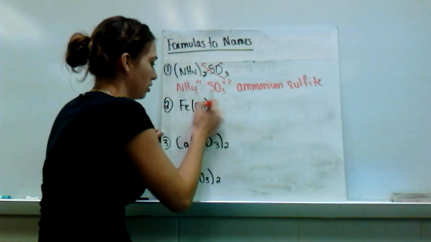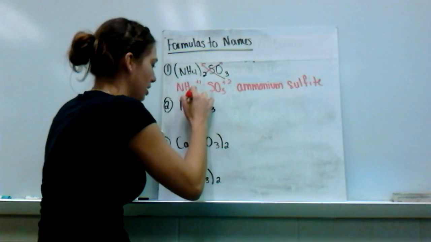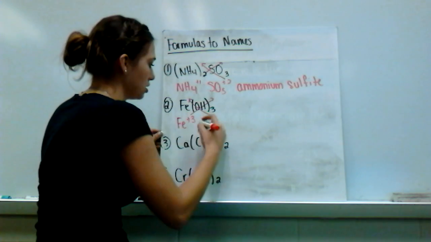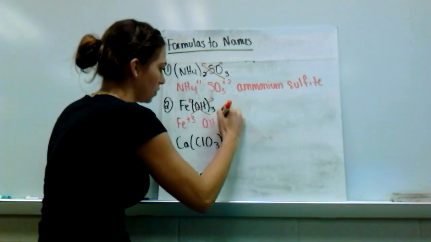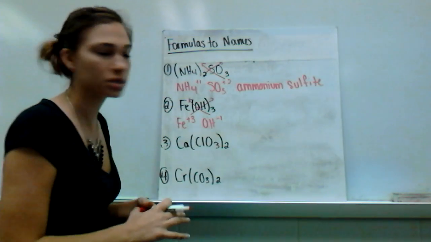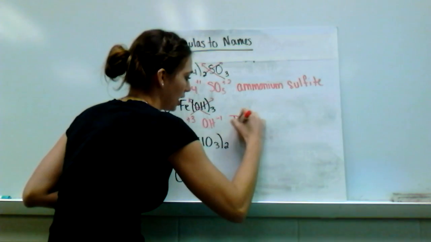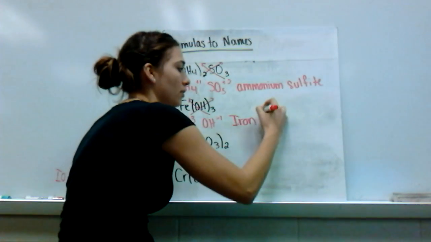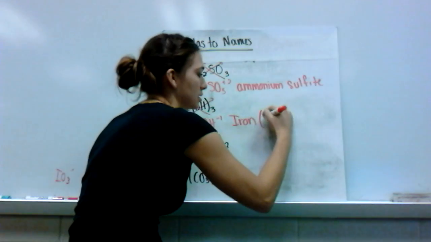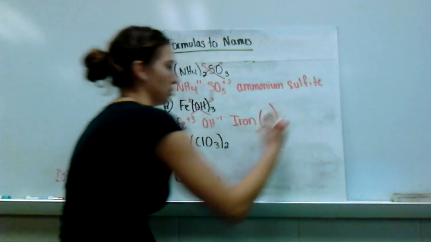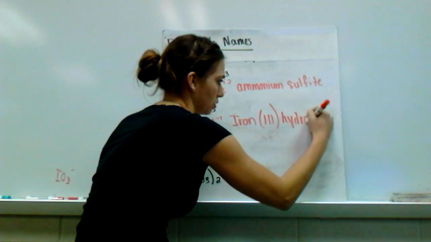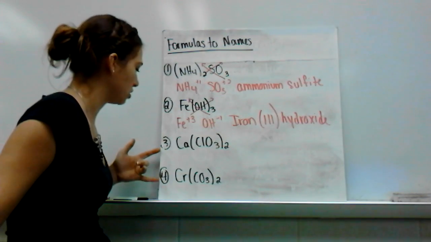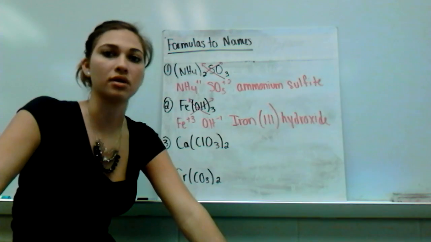Okay, next one. We're going to crisscross our charges back up. Our subscripts become our charges back up. So this is going to be iron plus 3, and this is hydroxide minus 1. Our charges are good, so this is going to be iron. You have to remember that iron is going to be a transition metal. So whenever we have a transition metal, we have to put the charge in parentheses. All right, go ahead and try these 2 on your own, and I'll put the answers on the board for these tomorrow.